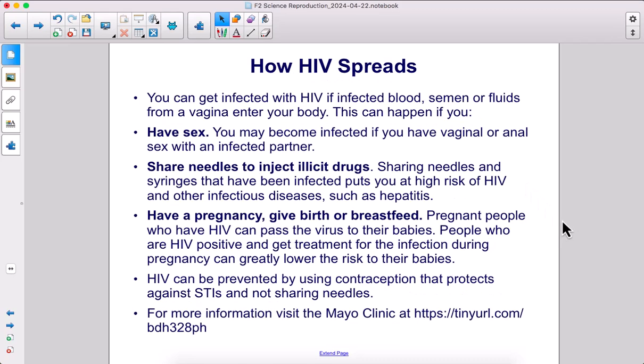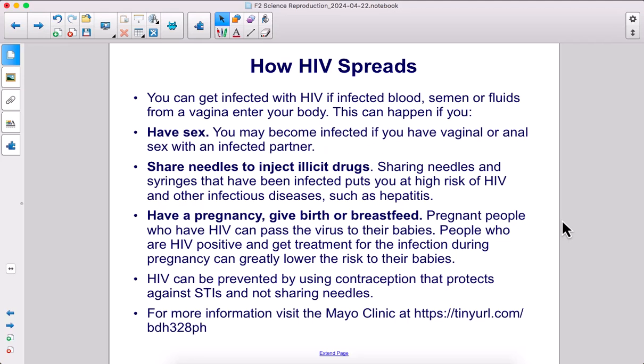You can get infected with HIV if infected blood, semen, or fluids from a vagina enter your body. This can happen if you have sex. You may become infected if you have vaginal or anal sex with an infected partner, or if you share needles to inject illicit drugs.